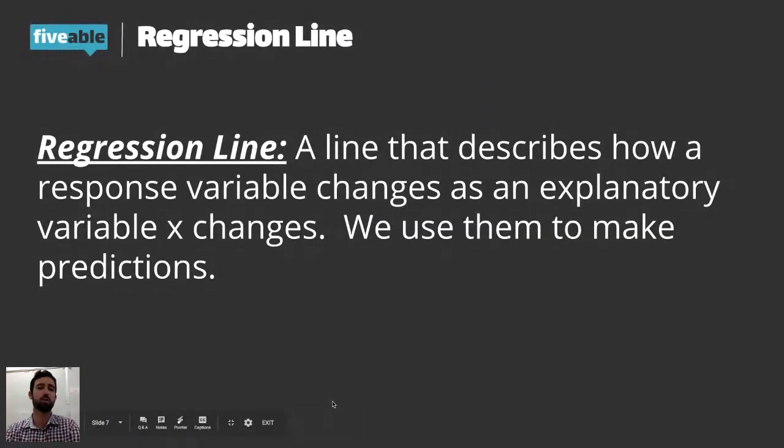So regression line. It's a line that describes how a response variable changes as an explanatory variable changes, and we use it to make predictions. This is really, really powerful to make predictions based off of data that you collected. So we use data that we collect, we create a line so that we can then make predictions about data points that we don't have.